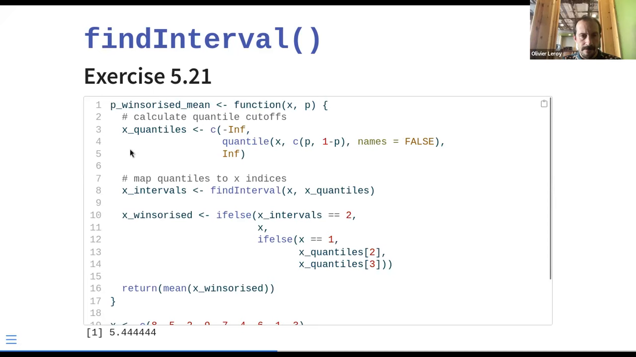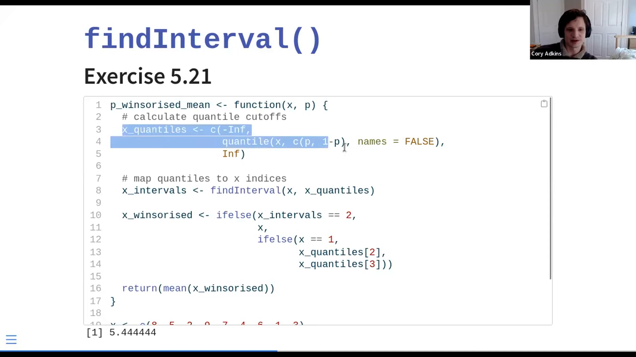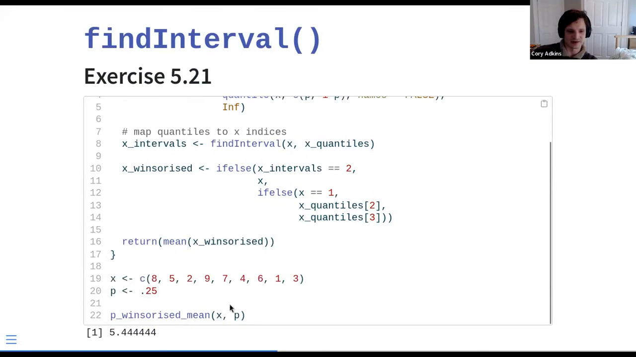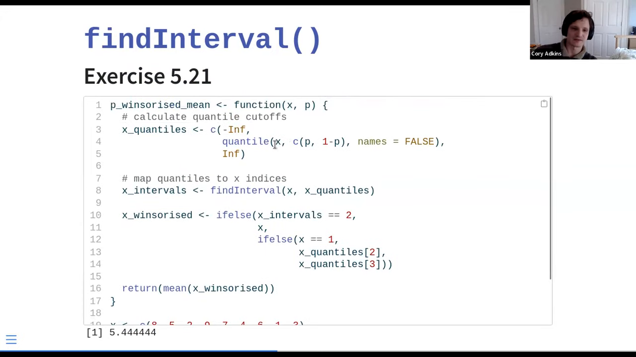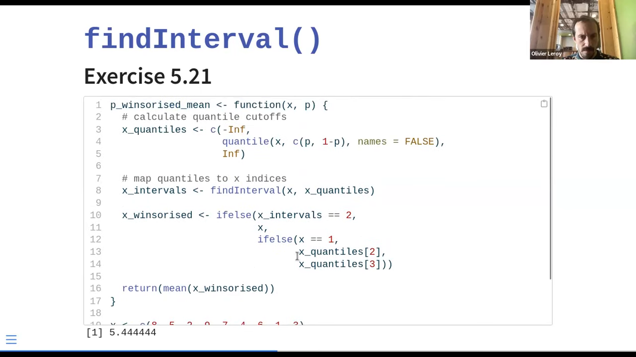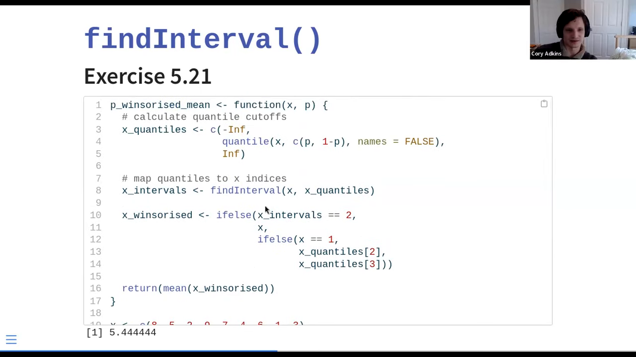And so in this case, we create this sequence of points using the quantile function. We use 0.25, so we have a probability. We can then map the quantiles to indices using this very helpful findInterval function. And then to do this, I used a nested ifelse. Basically, if you're in the second interval, you keep your value. If you're in the first interval, you get the value at the first quantile, and if you're in any other interval, like the third interval, you get the value at the third quantile. That's right. So I don't think there's anything too crazy going on there, but it is a useful application for this function.